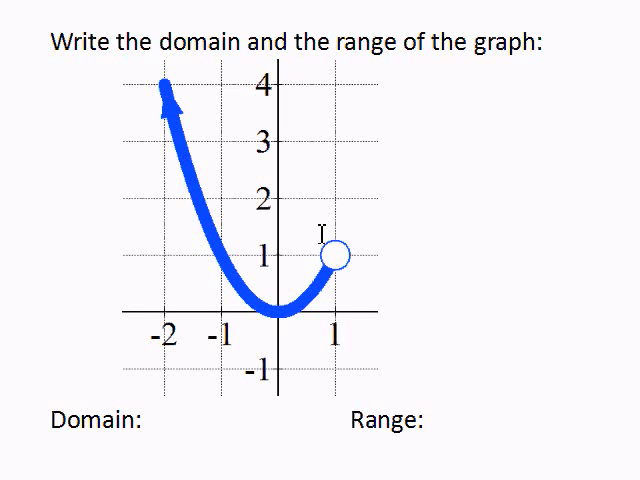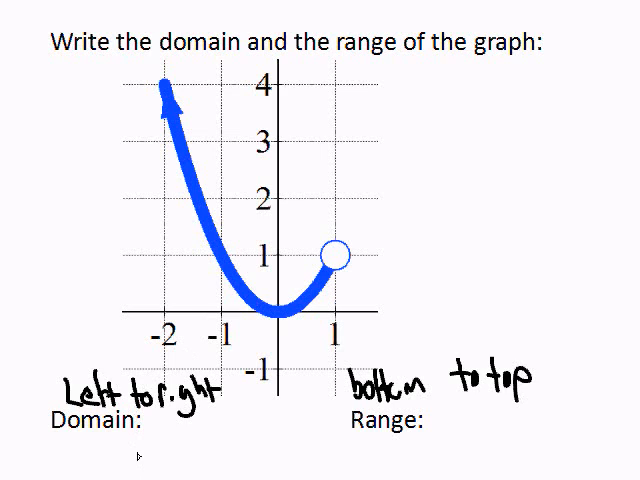We have two more variations to look at for domain and range. This is our second to last type of domain and range problem we're going to see. So for this one, we're going to write the domain and range. Remember, domain is from left to right. Range is from bottom to top.